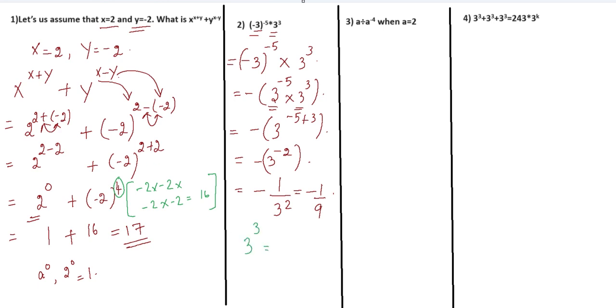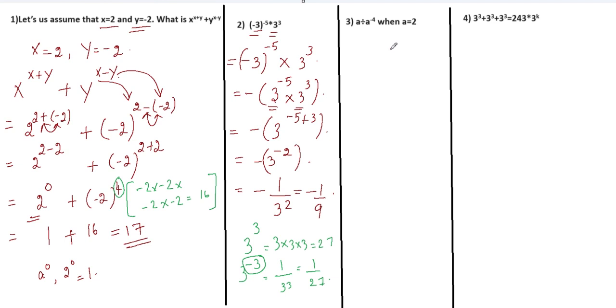What is 3 power 3? It is nothing but 3 into 3 into 3, which is 27. What is 3 power minus 3? It's 1 by 3 power 3. So the answer is 1 by 27. Okay. So whenever I have a minus present as an exponent, it means that you have a division over there.